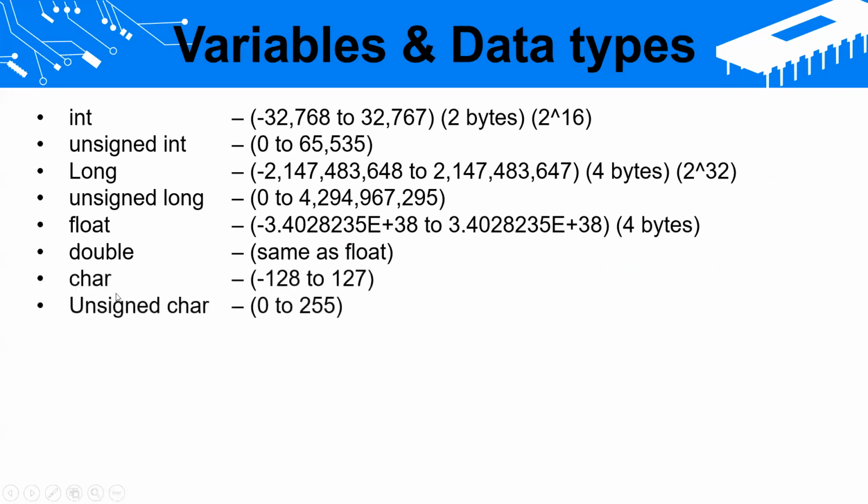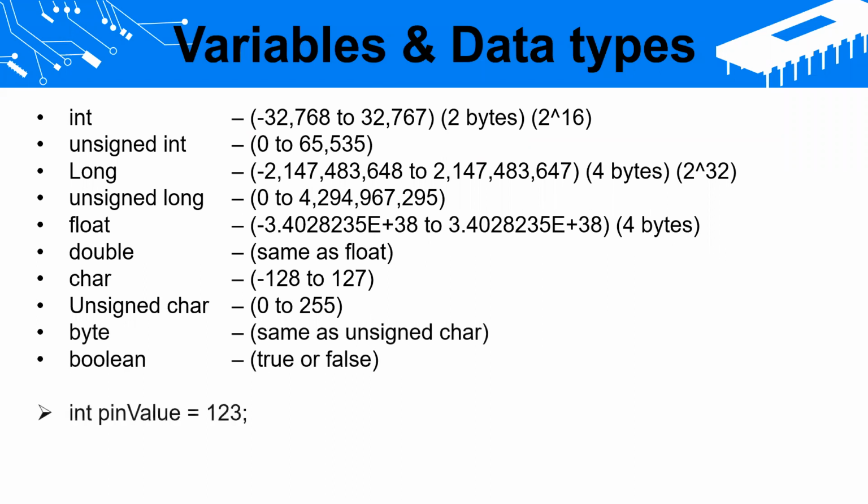Then we have char, right? -128 to 127, and then we have unsigned char, which basically doubles the value range. Then we have byte, boolean, right? Those are the main data types we're going to use. Then the example will look like this. If it is an int, the value will be an integer, right? Then if it's a string, the value will be kind of a character array, right?